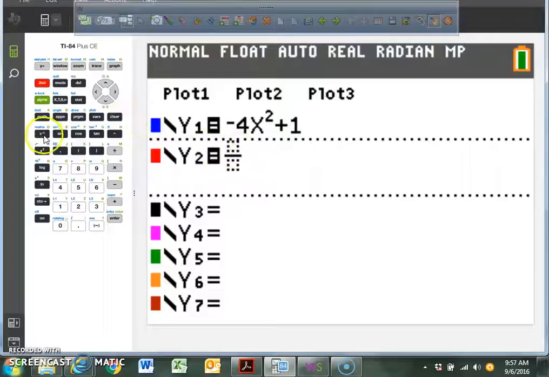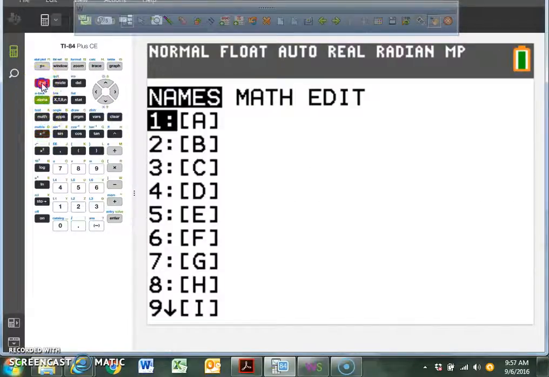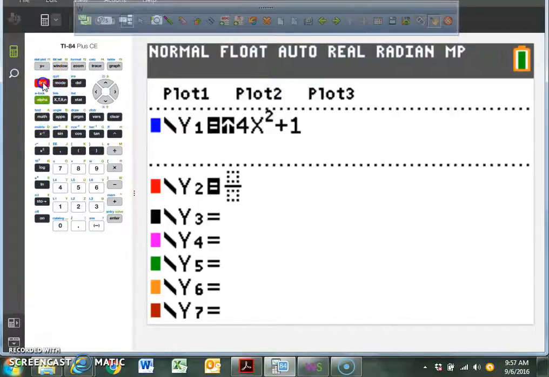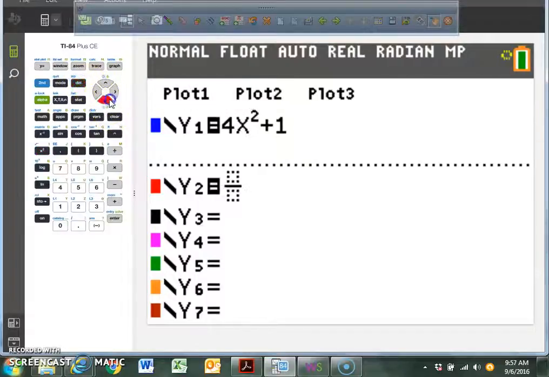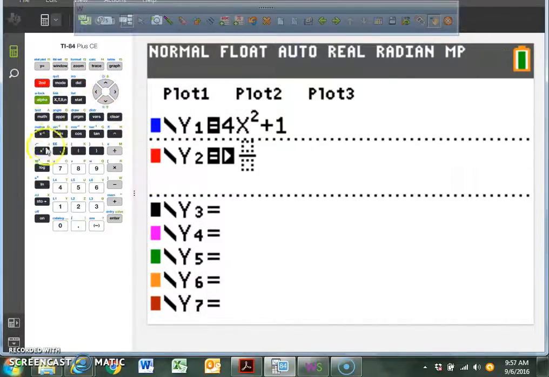Type in second x, second x squared. Delete that. There we go. Go down. Here we go. Try that again. Nope. Eventually I'll get it. There we go. Second x squared right here.